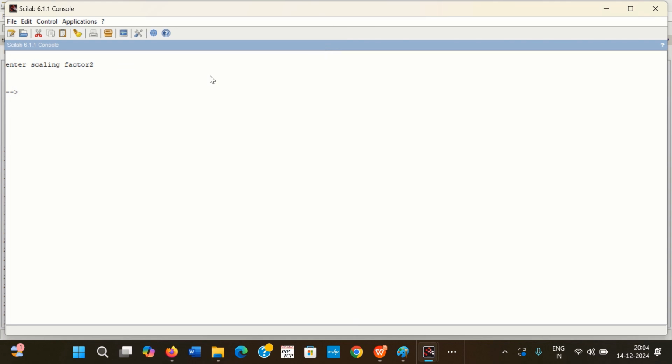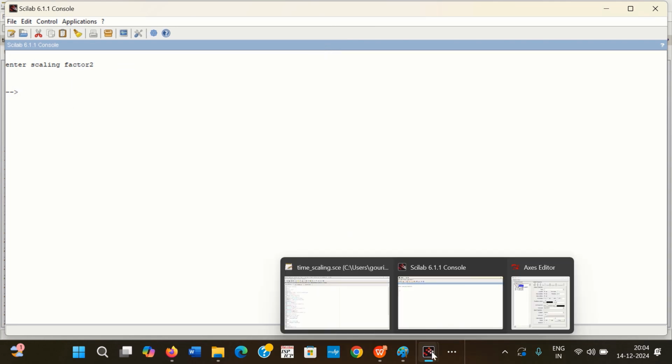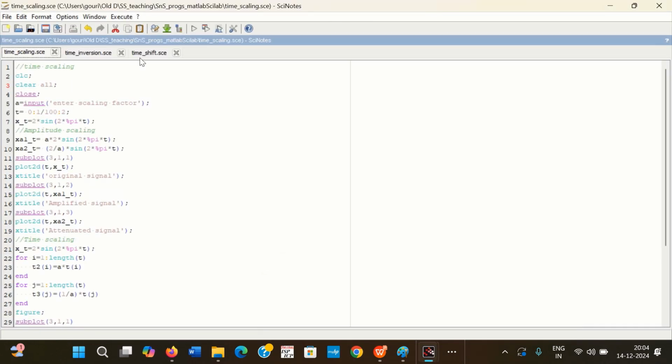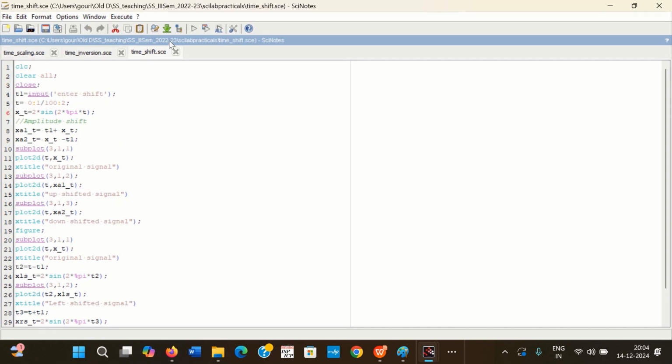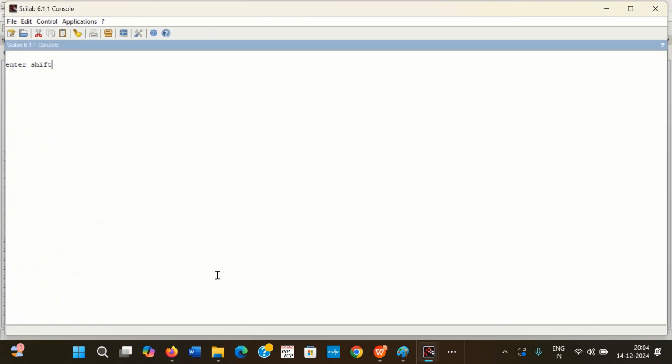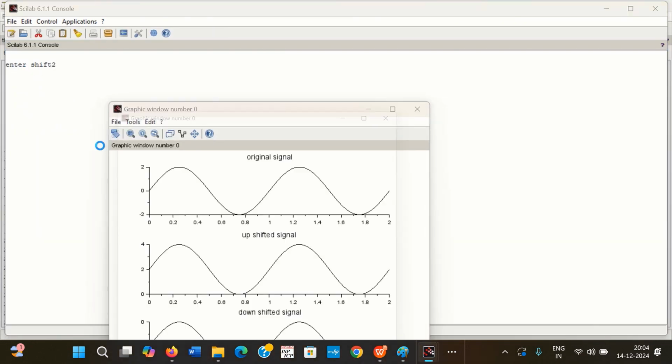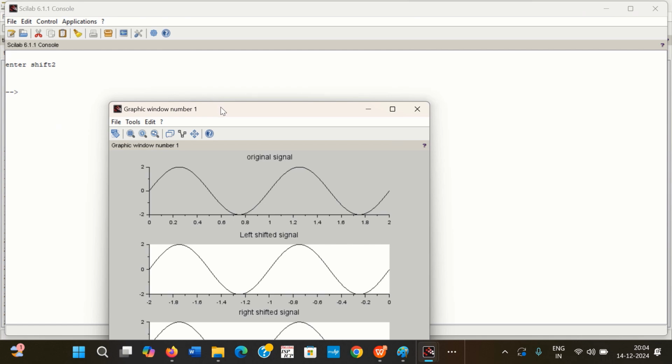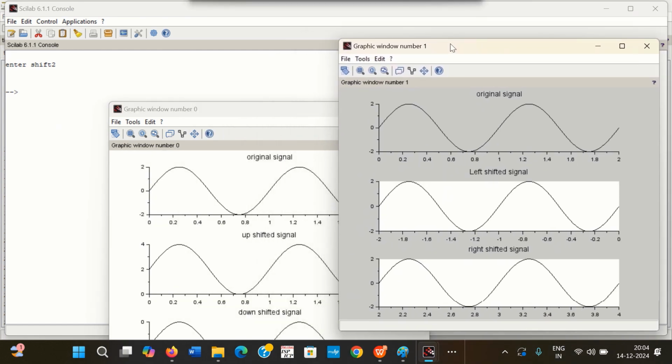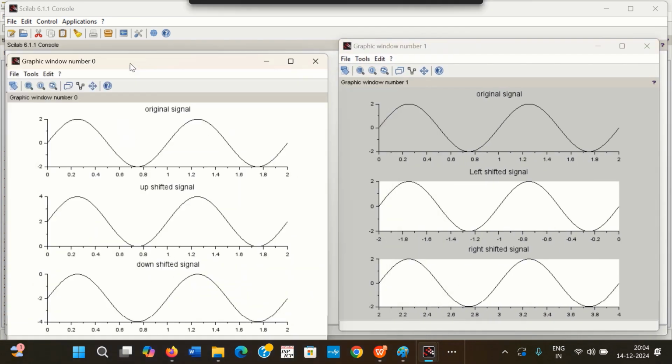Now we will see the shifting operation of the signal. For time shift, I'll run this code. Again here it will ask for the shifting parameter, or shifting constant. So I have entered that. After entering, these graphs are plotted. So you can see these graphs.